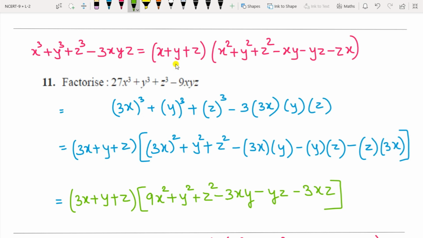So x plus y plus z: first, second and third term. Then first, second and third term squared. Then minus first term into second term, minus second into third term, and minus again third into first term. Multiply these things and you will get the answer. Square whatever numbers have been given and multiply the remaining terms. So that is the required answer.